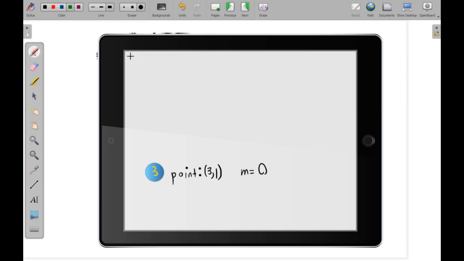Okay, so remember our point slope form, y minus y1 equals m times x minus x1. We got something going on though. Our m, our slope, is 0. So we're going to go ahead and plug this point in, but we're going to see something kind of cool. So we have y minus 1 is equal to 0 times x minus 3. This is going to disappear, and we're left with y minus 1 equals 0.